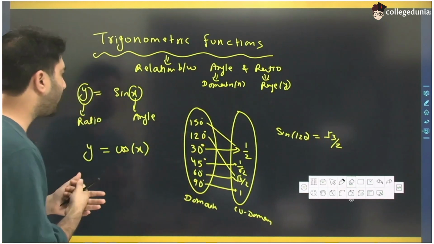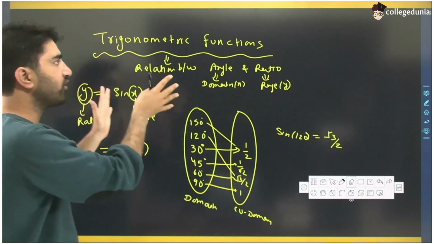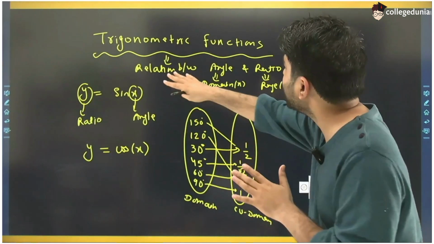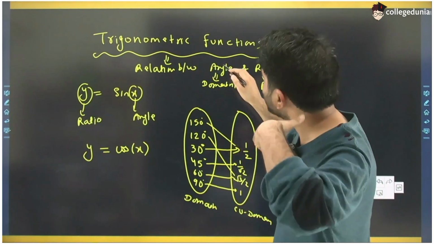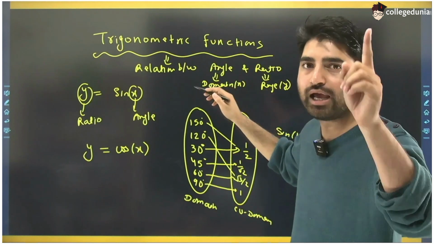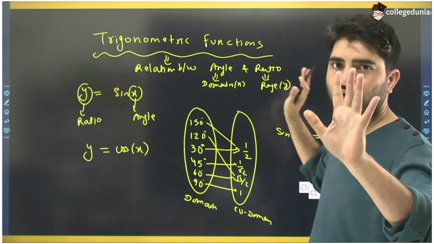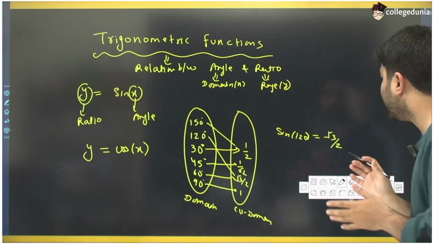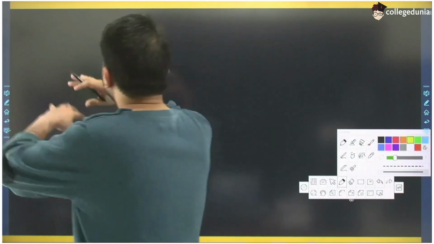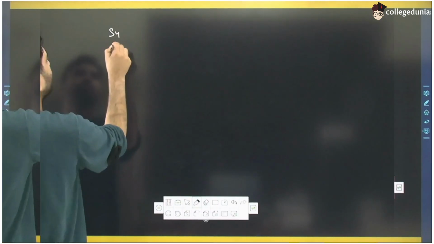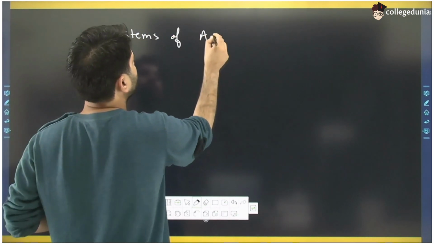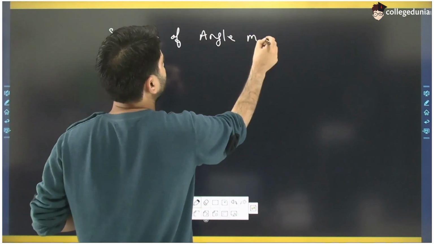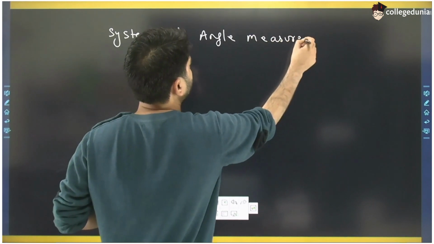Okay. So guys, this is a trigonometric function. What is a trigonometric function? A relation between angle and ratio, in which for every unique angle there exists only one ratio. Okay. So now let's understand different systems of angle measurement.